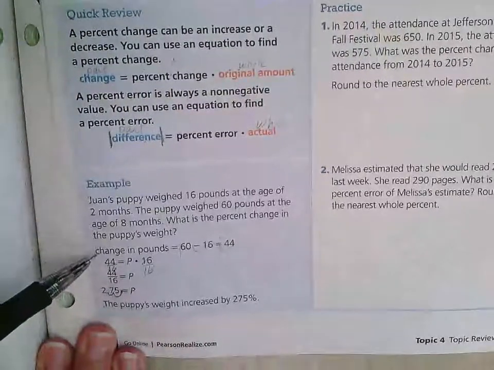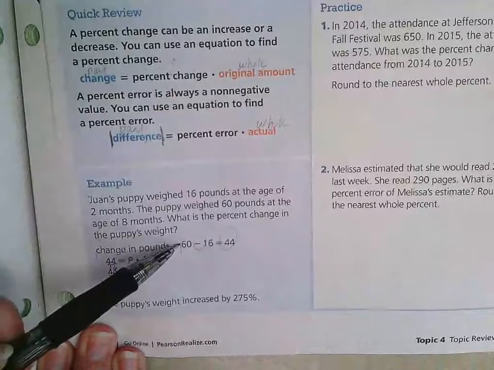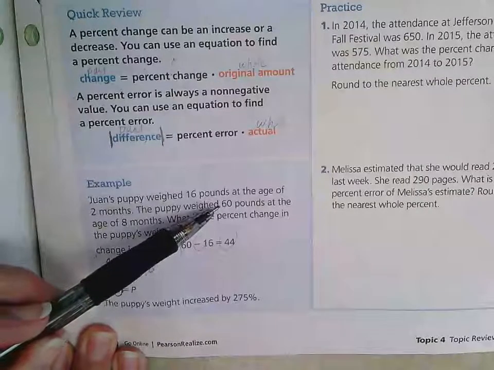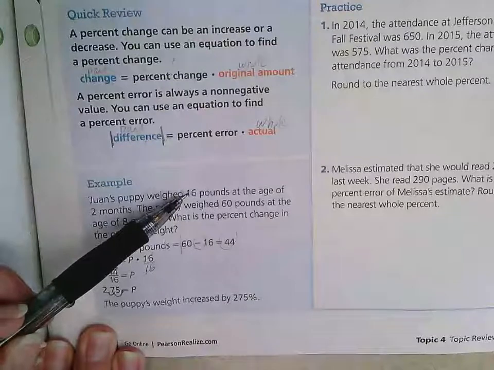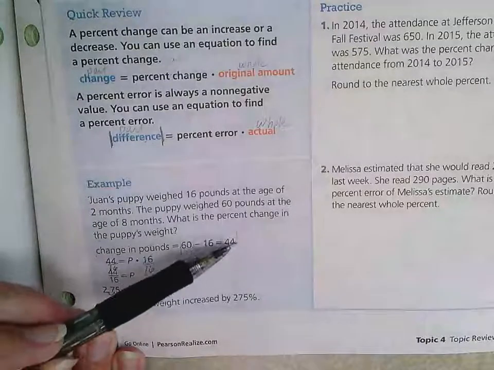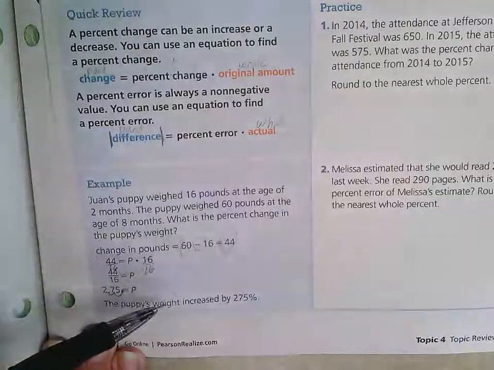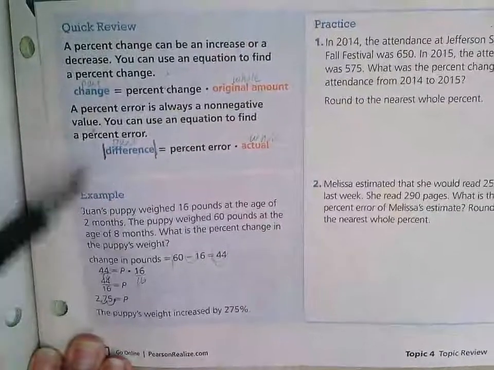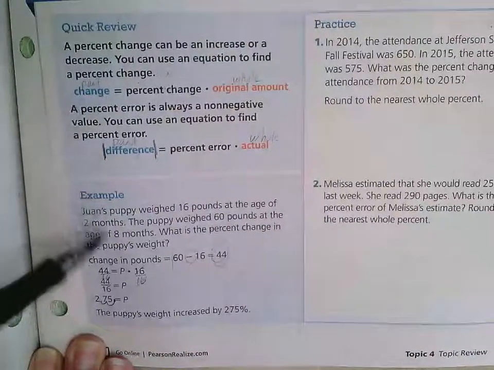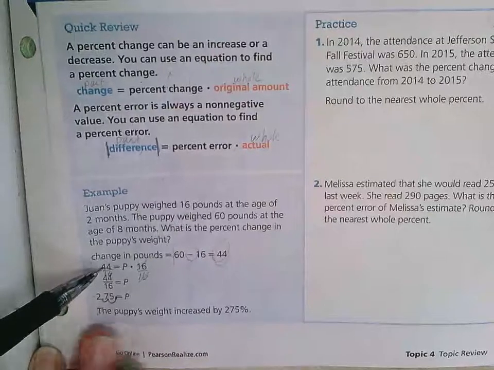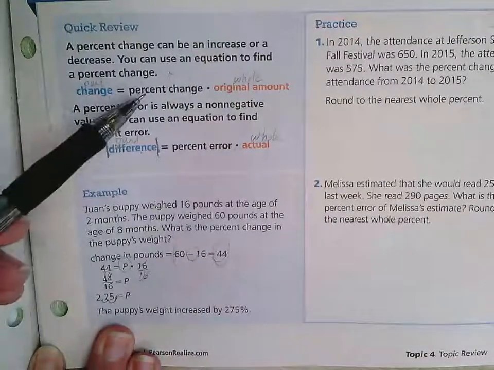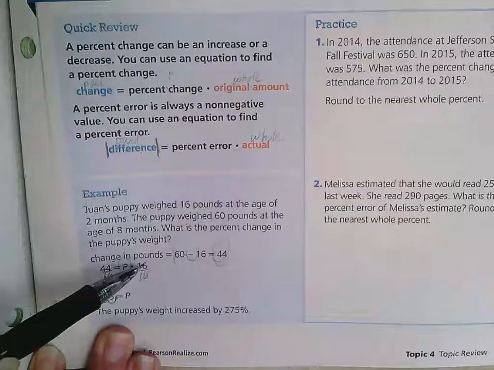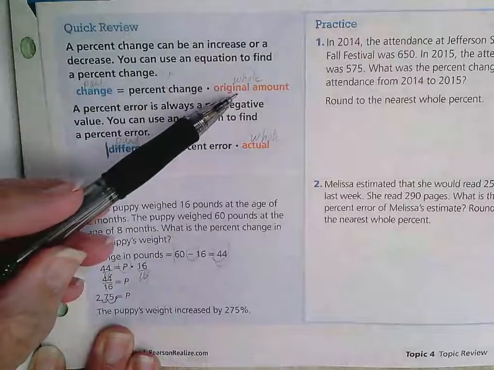So to find the change, we have to subtract. And we're subtracting the puppy's weight at 2 months from the puppy's weight at 8 months, and we get 44. That's 44 pounds. So we put the part, the 44, in first, equals, we don't know the percent change, but we do know the original amount was 16, the whole amount.